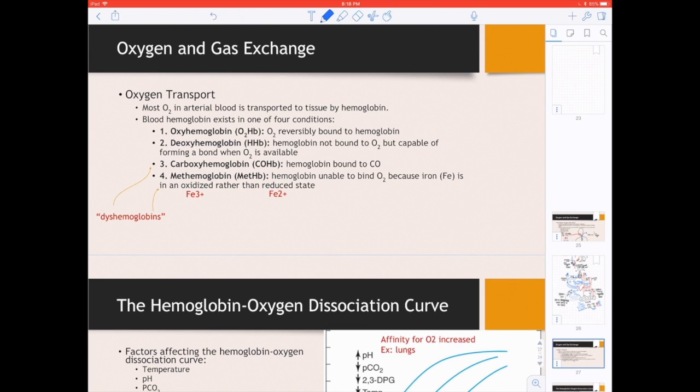Methemoglobin is hemoglobin that's unable to bind oxygen, and that's because the iron within the heme molecule is in its oxidized form rather than its reduced form. So the iron itself is in the Fe3+ form rather than the Fe2+ form, and because of that, it's not able to bind oxygen. And that is problematic, is it not? If your hemoglobin's not able to work properly, it's not able to bind oxygen to transport oxygen throughout the body, that's an issue. So both of these problematic forms of hemoglobin, we're going to call dyshemoglobins.